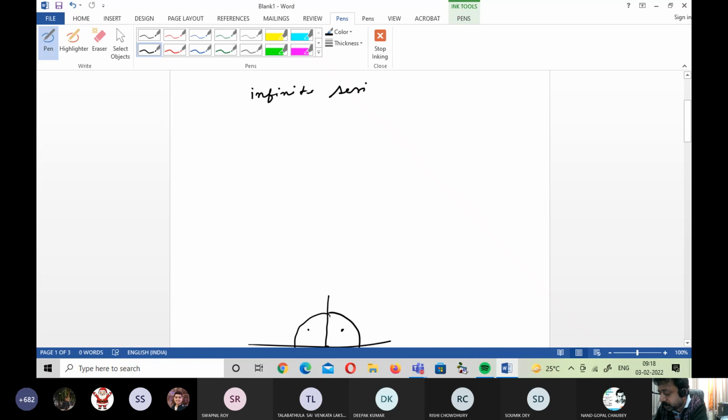Infinite series. 1 by n is a divergent function, meaning divergent series. No. 1 by n is a divergent series. Yes, that I shall show. Why divergent? Convergent because the limit will exist. Sir, n tends to infinity. 1 by n tends to 0. The limit exists, sir. Yes, 1 by n exists, so that cannot be taken as an example.